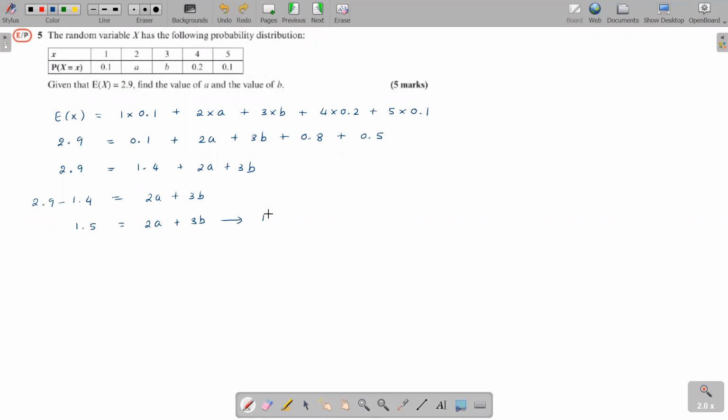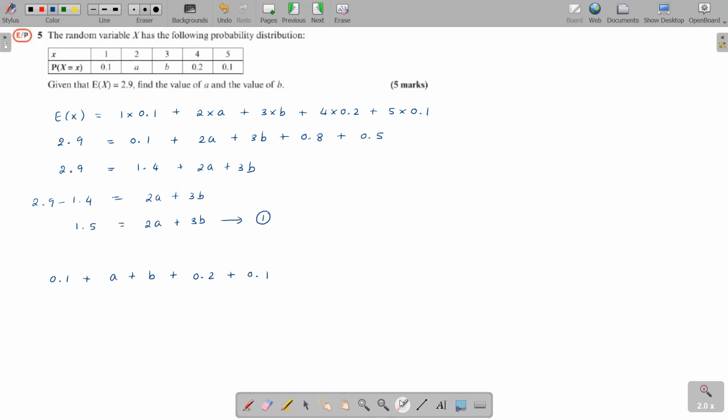This is the first equation. Okay, then let's go to the next one. 0.1 plus a plus b plus 0.2 plus 0.1. What am I doing now actually?